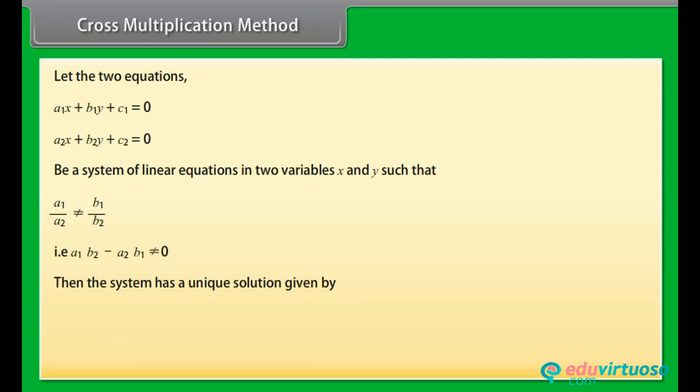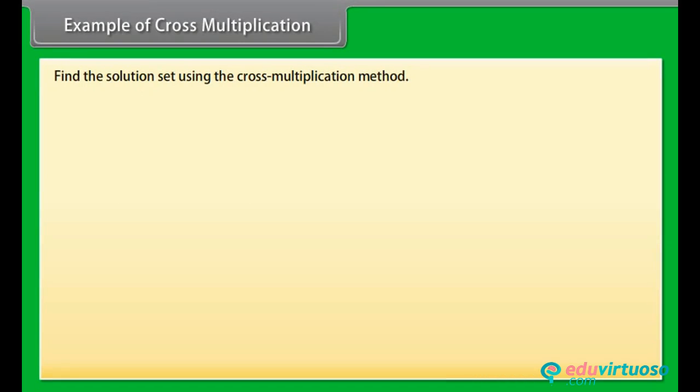Then the system has a unique solution given by x is equal to b1 c2 minus b2 c1 whole upon a1 b2 minus a2 b1 and y is equal to c1 a2 minus c2 a1 whole upon a1 b2 minus a2 b1. Example of cross multiplication. Find the solution set using the cross multiplication method. X plus y is equal to 6. X minus y is equal to minus 2.